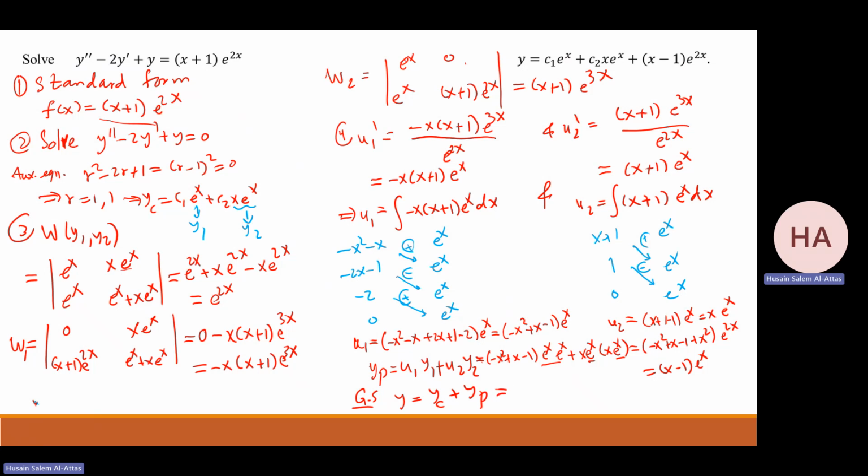General solution, y equals yc plus yp. And that gives me what? C1 e to the power x plus C2 x e to the power x plus yp, which is this one, x minus 1 e to the power 2x. And that is my answer. This is 2x, sorry. This is 2. This is 2. Yeah, 2x.